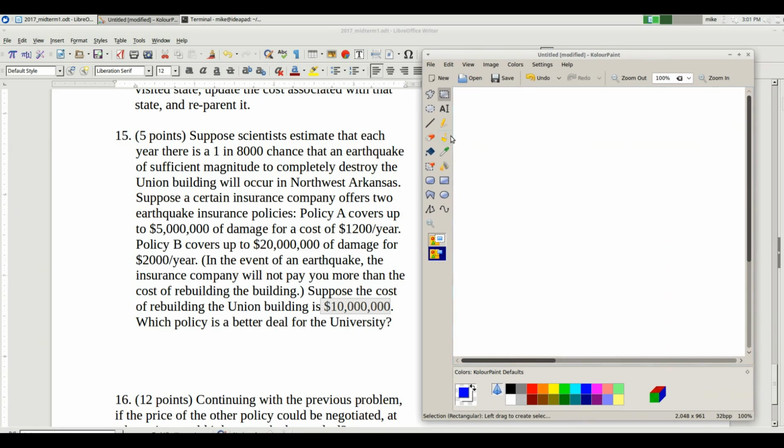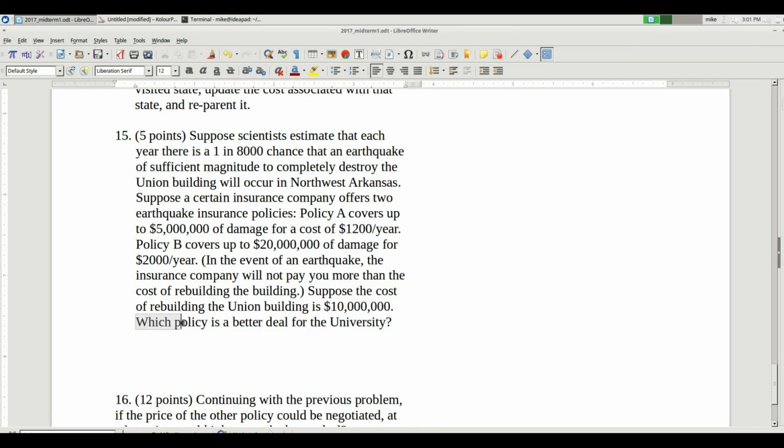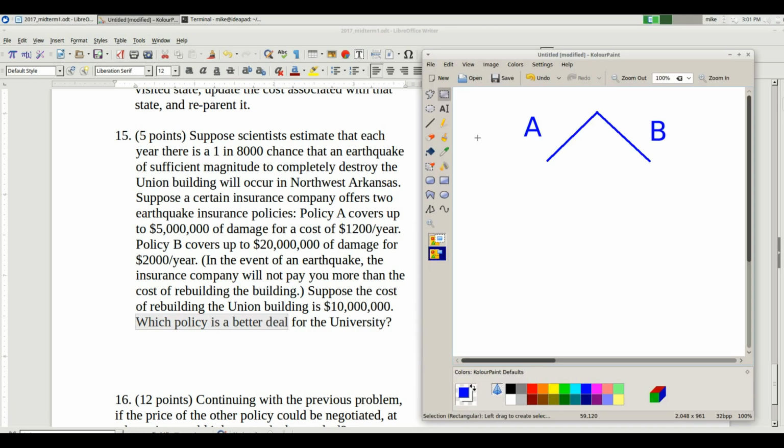There we go. Let's draw a tree. You're going to choose policy A or policy B. That was pretty clear, right? Because the question says, which policy is a better deal? Okay, I will confess, in the real world, there is the option to not buy insurance. So that's a valid point. And if you did it correctly with that third option, I'm pretty sure the grader will have simply not looked at it.